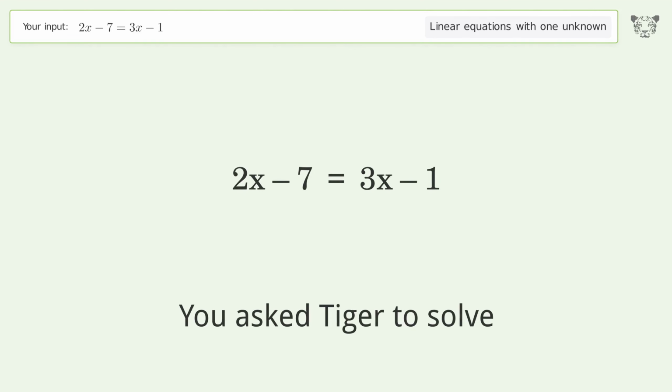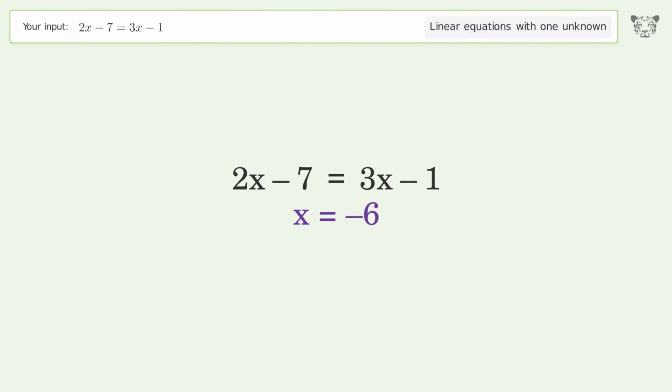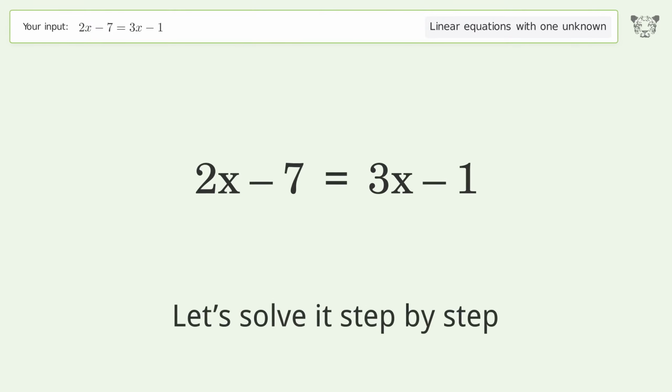You ask Tiger to solve this. It deals with linear equations with one unknown. The final result is x equals negative 6. Let's solve it step by step.